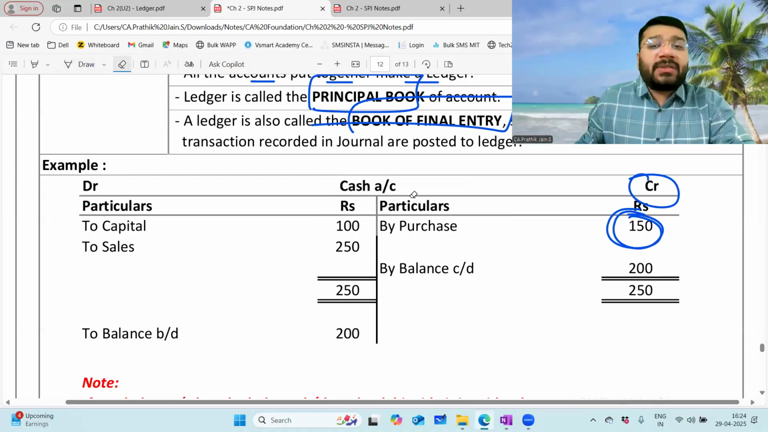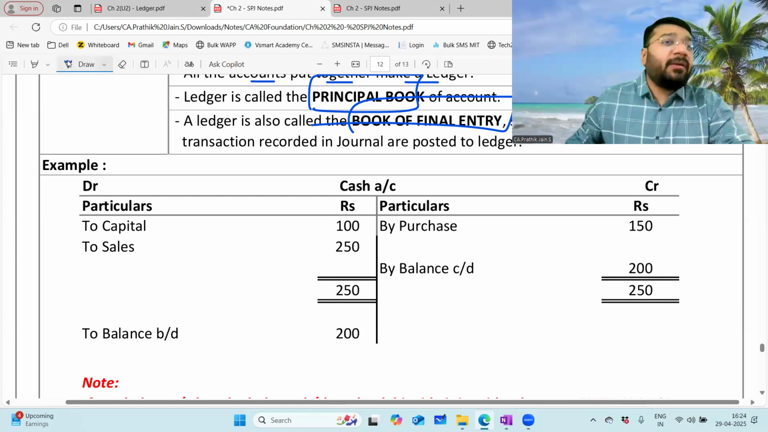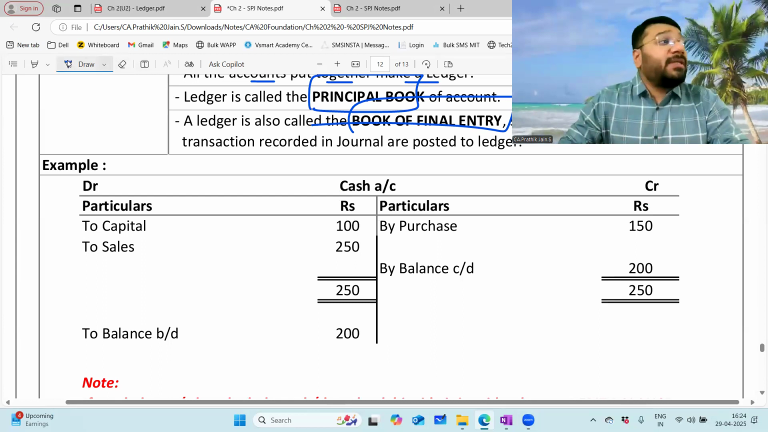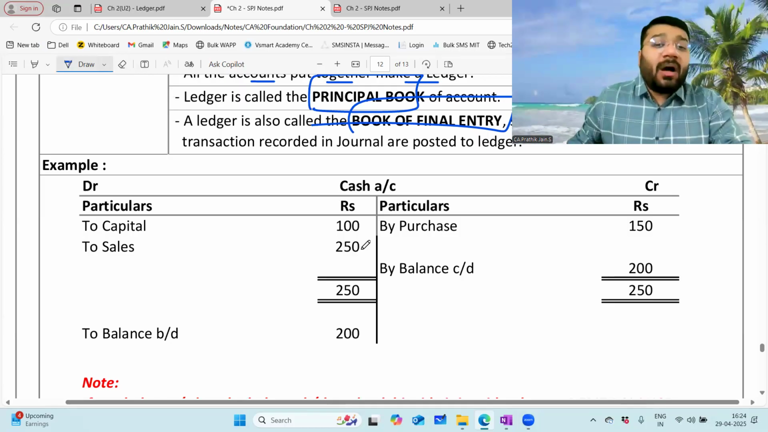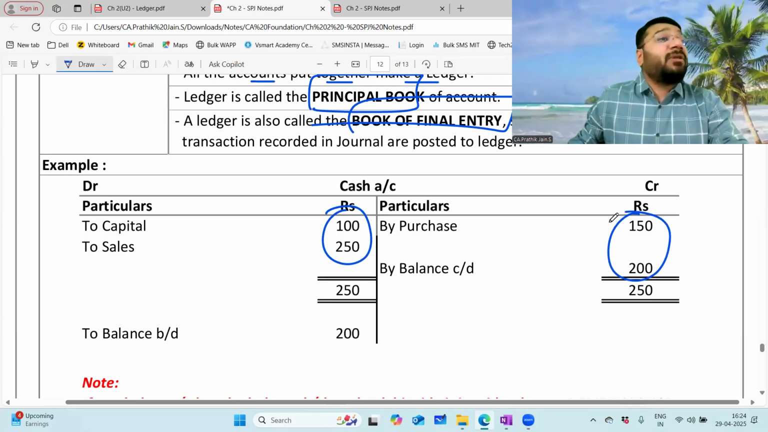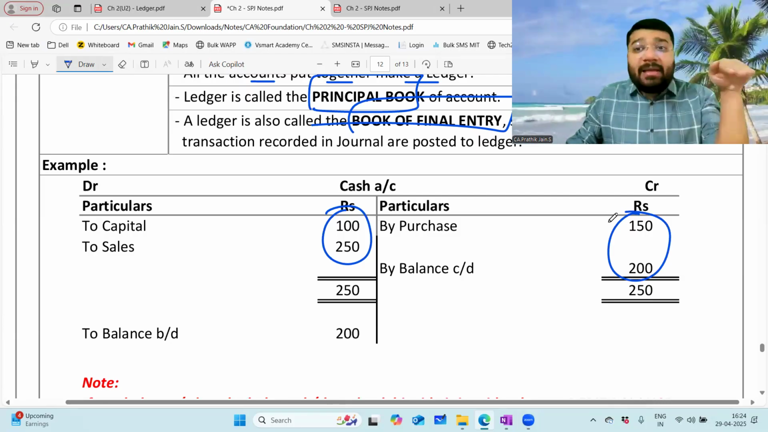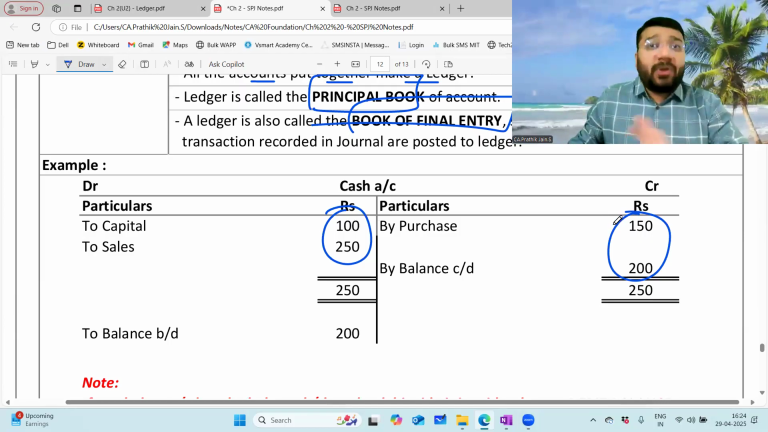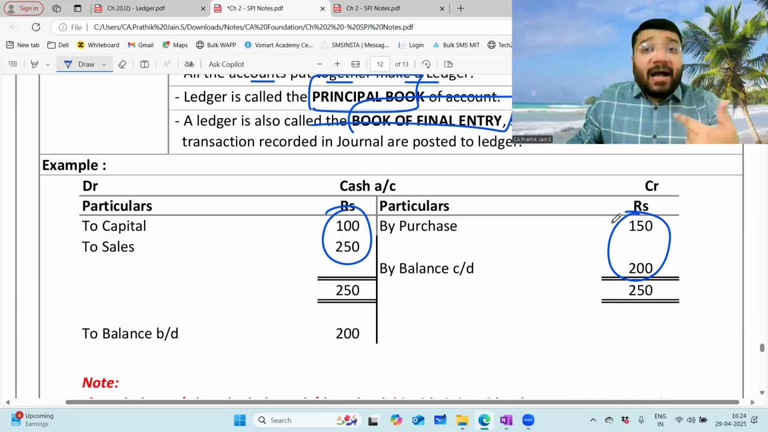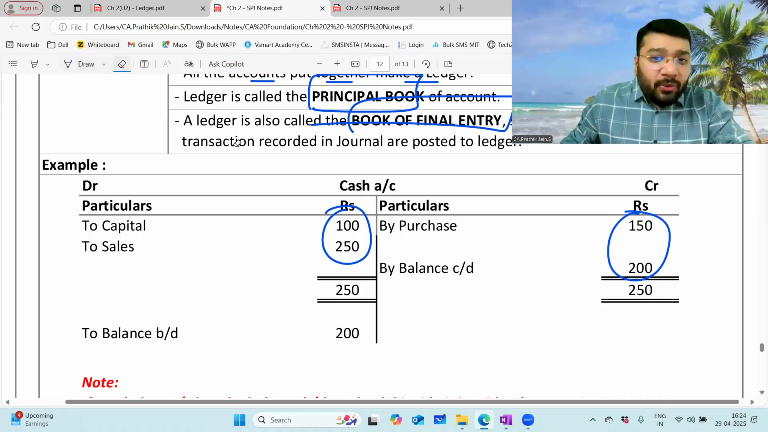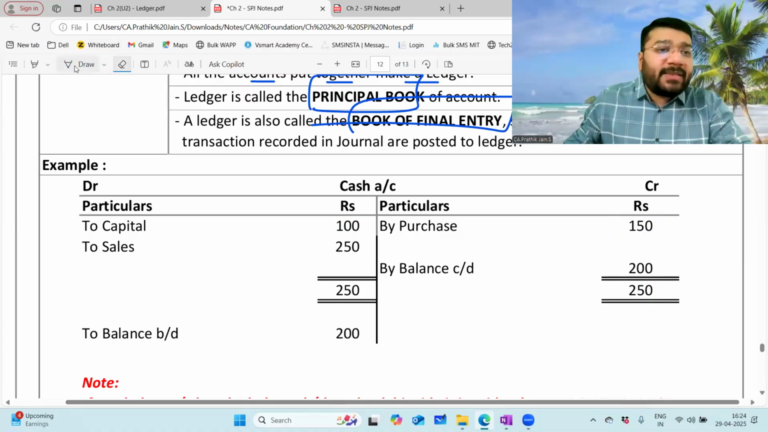Like that, once you start posting it, at the end, what will happen? Two things will happen. Either the ledger will balance on its own. Balancing of the ledger on its own means what? The amounts on both the sides will be the same. It is called automatic balancing of the ledger. But in most of the cases, this will not happen, which means you have to artificially balance the ledger by inserting the balance carried down.